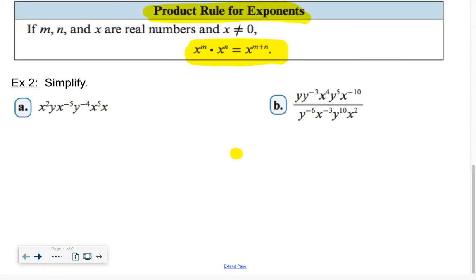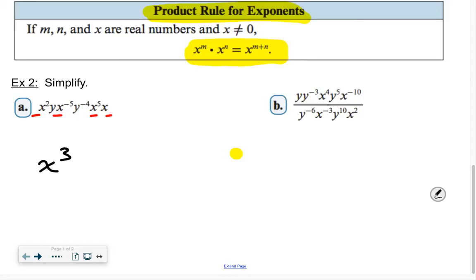As we go about 2a, I always like to again identify the common bases. So an x, x, x, and an x. If you want to rearrange those, that's fine. Otherwise, I just add the exponents the way they show. 2 and -5 will get me a sum of -3. -3 and 5 is 2. Plus 1 will get us 3.